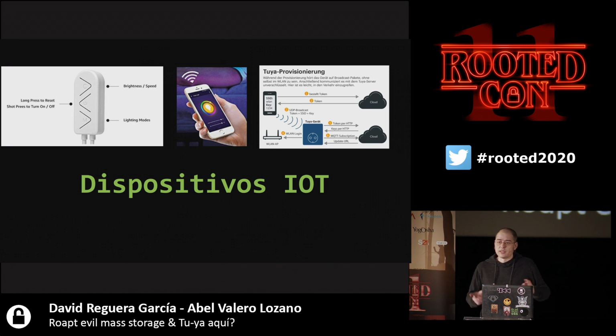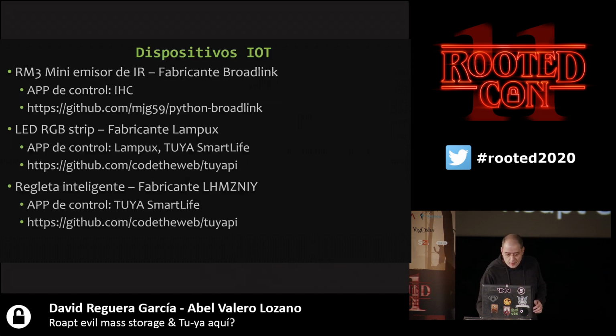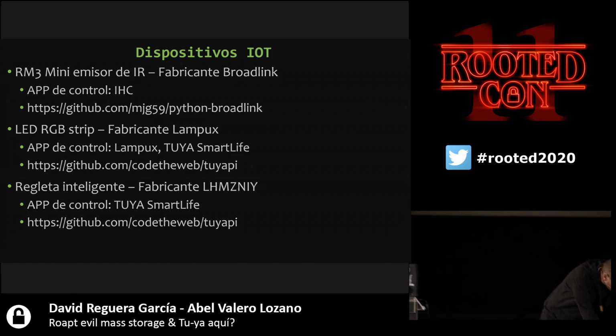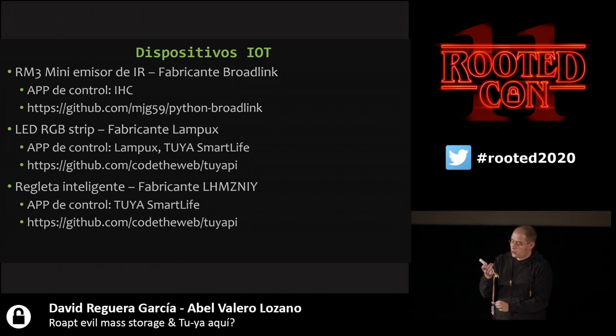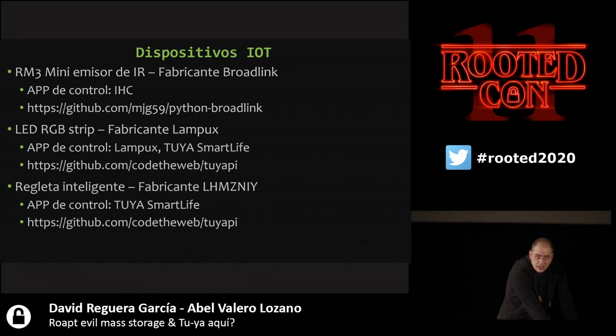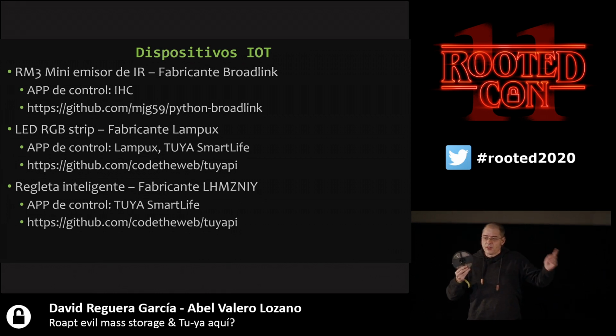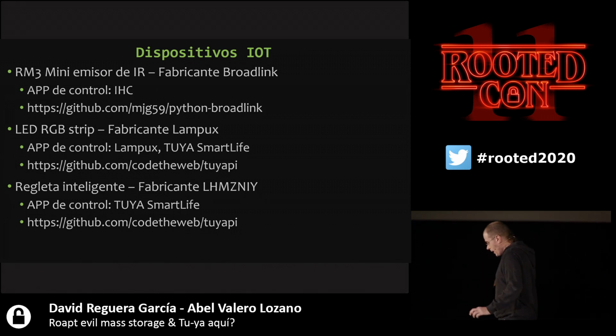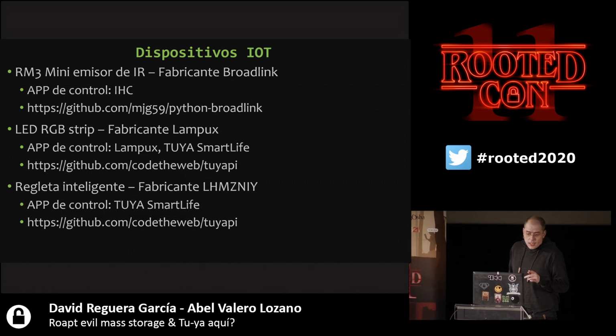Now I'd like to tell you a bit more about IoT devices. I just want to give you some background and for you to know what happens when you give a command to Alexa or to any other. The IoT devices that I tried were the RM3 Mini, which is just an IR emitter. Then I also have LED RGB strips. This thing here, I've taken out the wires and cables for the firmware, and you have this LED strip at home for some nice light.